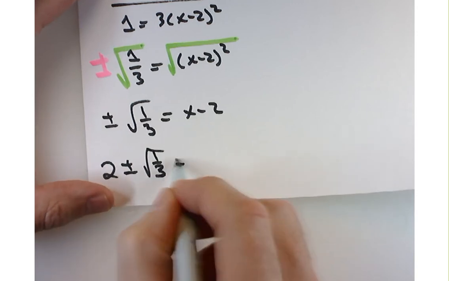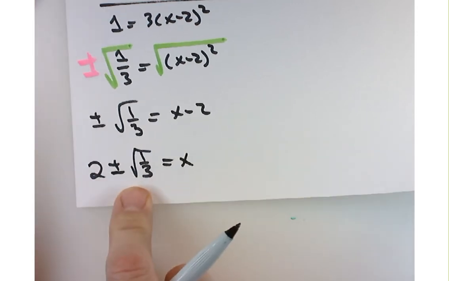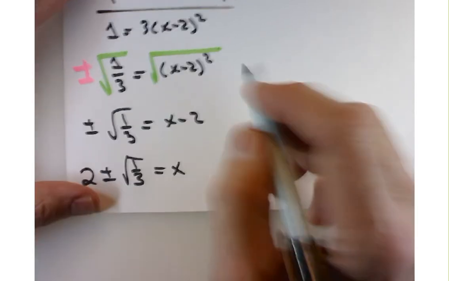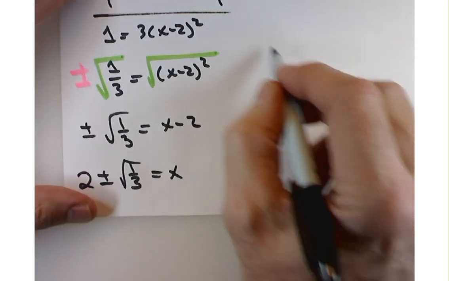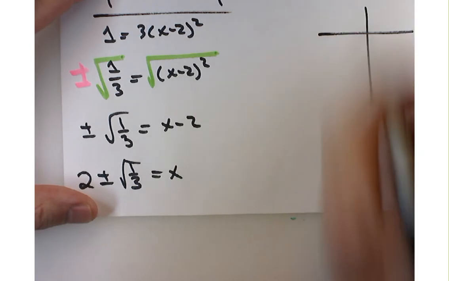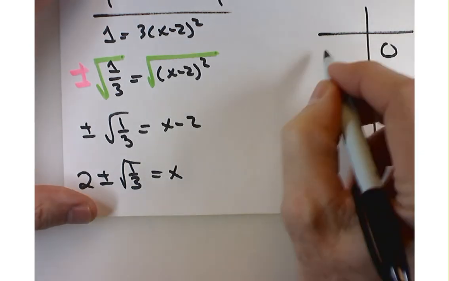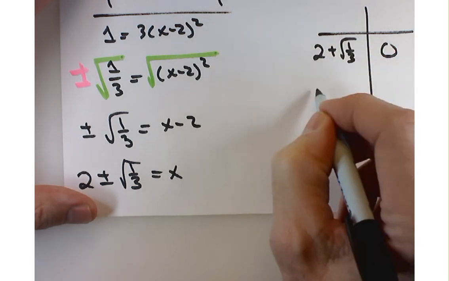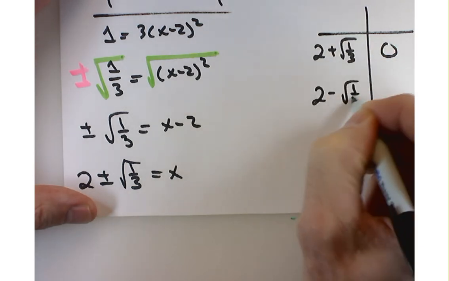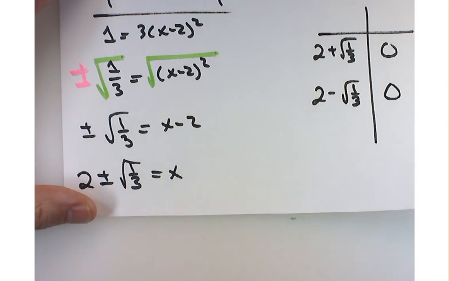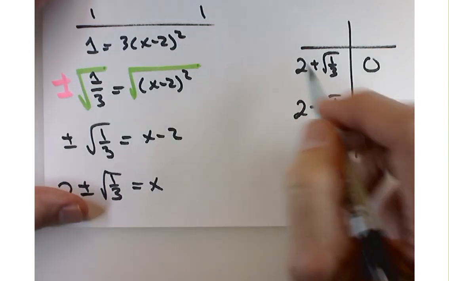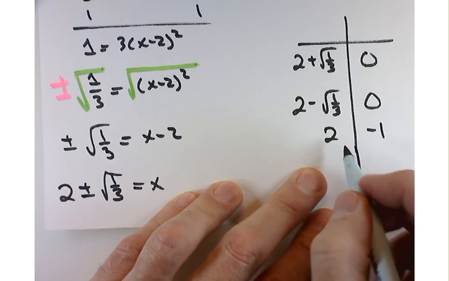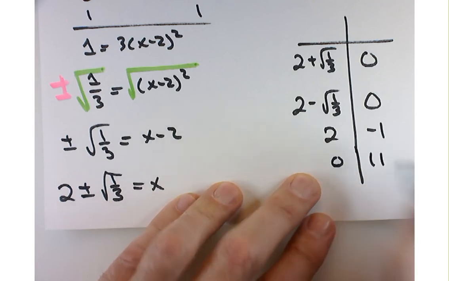Now you could rationalize this. I really don't care. It's good enough to have it like this. So your roots are going to be (2 plus the square root of 1/3, 0) and (2 minus the square root of 1/3, 0). Your vertex was at (2, -1). And your y-intercept was at (0, 11).